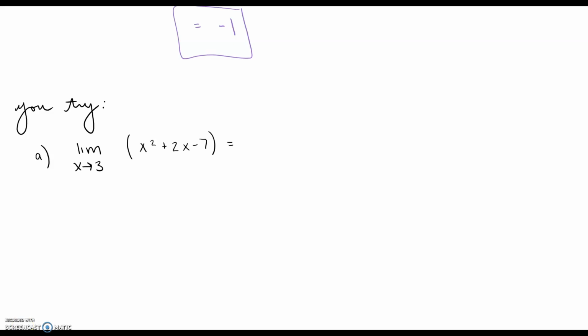Alright, so this one doesn't have any division, it just has adding, subtracting, and some exponents and scalar multiplication. So start off by breaking this apart. So limit as x approaches 3 of x squared plus the limit as x approaches 3 of 2x minus the limit as x approaches 3 of 7. This can be separated more because of exponents. I'm going to put it in parentheses. Don't forget your equal sign.